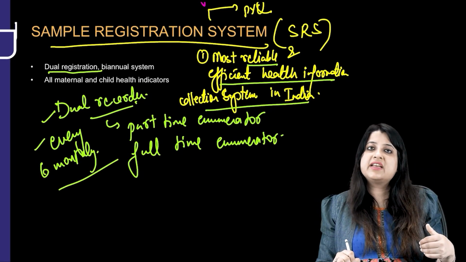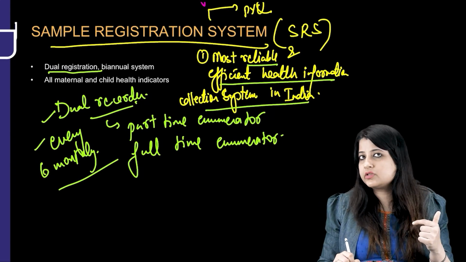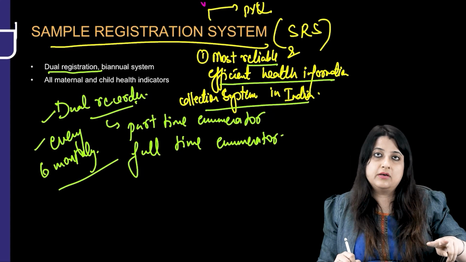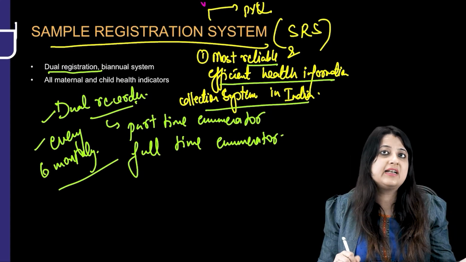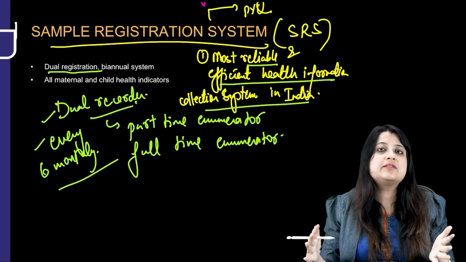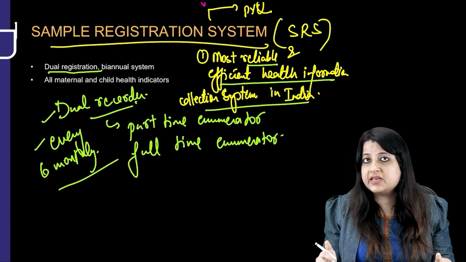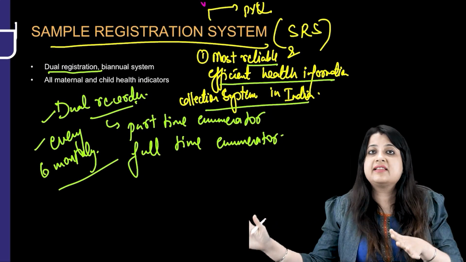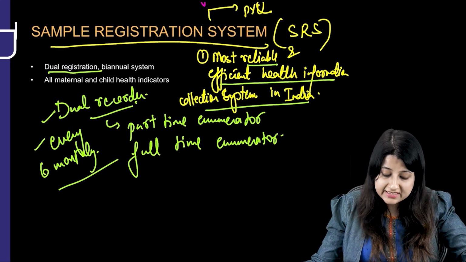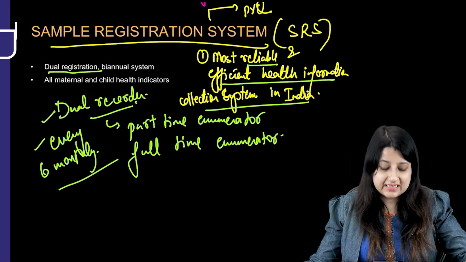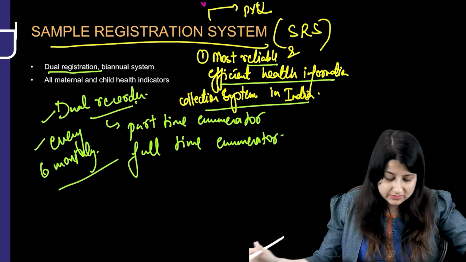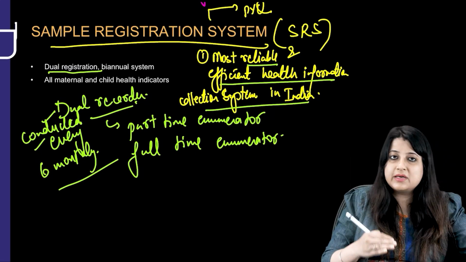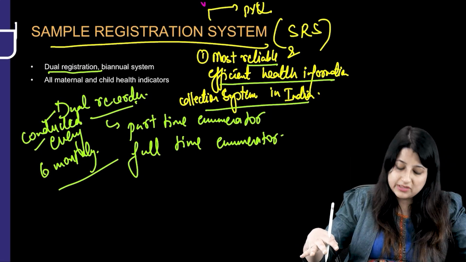It's not because it's being done every 6 monthly that it's most efficient. No, it's because the data is being collected by two people. First, a part-time enumerator, and then that data is verified by a full-time enumerator. So, a very important question: which is a dual recorder health information collecting system? It is SRS. It is conducted every 6 months, because the part-time enumerator will do 6 months, then it will be verified by the full-time enumerator.